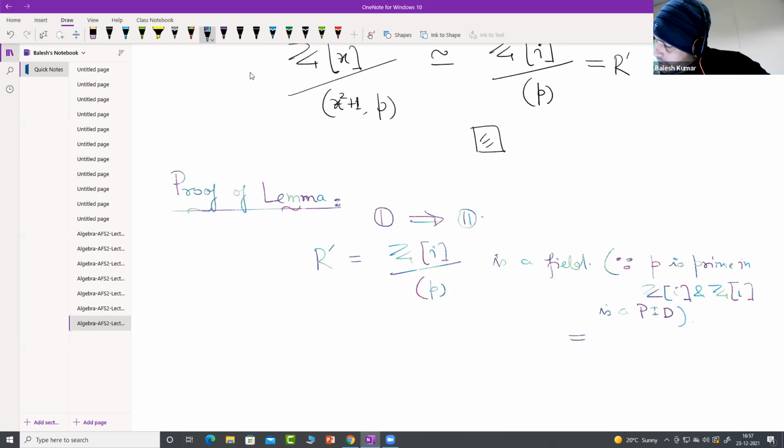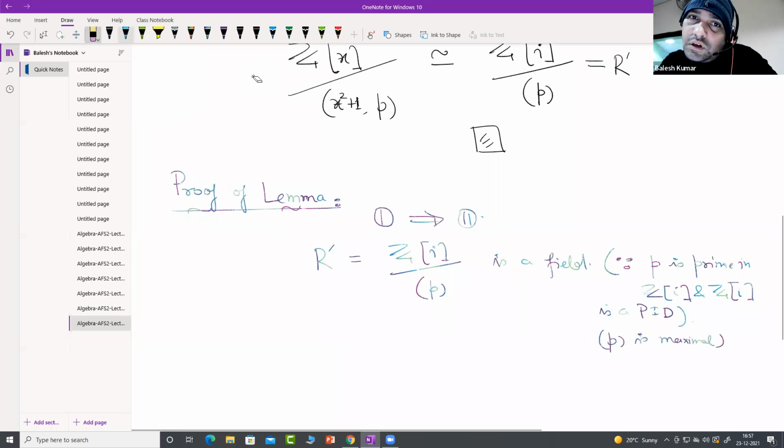Z[i] is a PID. This implies that the ideal generated by P is maximal. Let me just write that down. Thus the ideal generated by this P is a maximal ideal, and therefore the ring is a field.